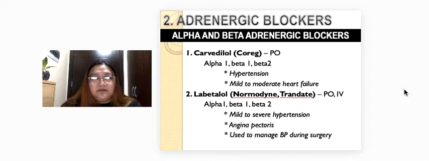The mixed, carvedilol and labetalol. So common side effects of these drugs are similar to the para or the cholinergic effects, no? Bradycardia, hypotension, headache, dizziness, okay? Ang gamot, if it causes dizziness or drowsiness, you have to teach the patient that kailangan niyang iwasan yung mga activity that require mental alertness, such as driving, operating heavy machineries, and the like. Okay? Long-term use, no, it can also cause mood changes, impotence, and decreased libido.